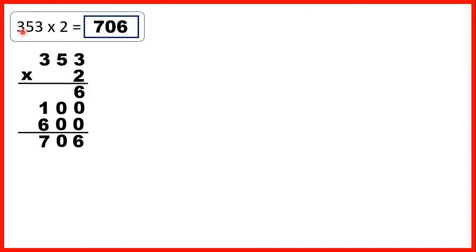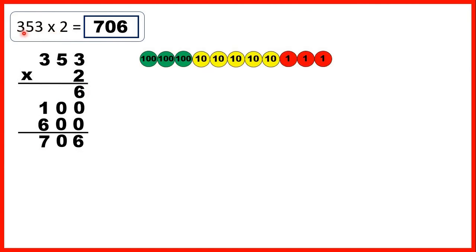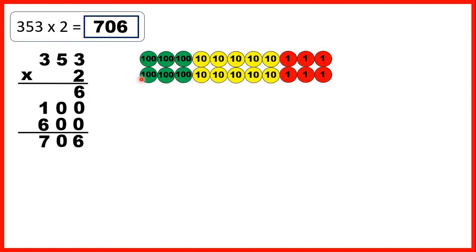So let's take another look at this first question. We had 353. So in 353, we have 3 hundreds, 5 tens, and 3 ones. We were multiplying by 2, so we can show the place value counters that we have 2 times. Now we have 10 tens, but we can regroup 10 tens into 100, and that gives us our answer 706, because now we have 7 hundreds, no tens, and 6 ones.